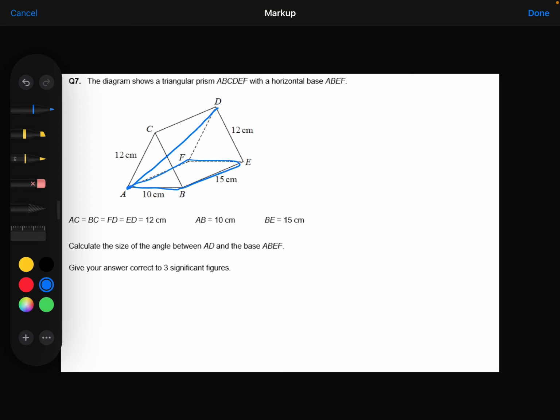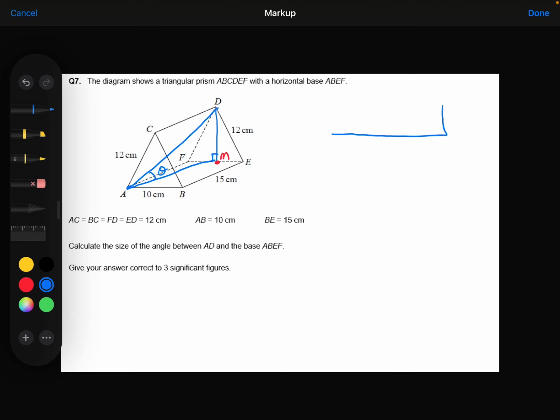So I want to draw a line across that base, starting at A, ending up beneath D, like that, where this point here is going to be in the middle of F and E. I'm going to call that M for midpoint. And this is the angle we're trying to work out, the angle between AD and the base.